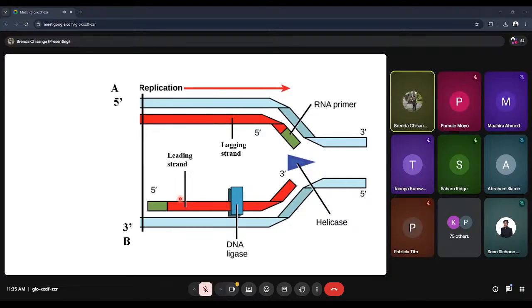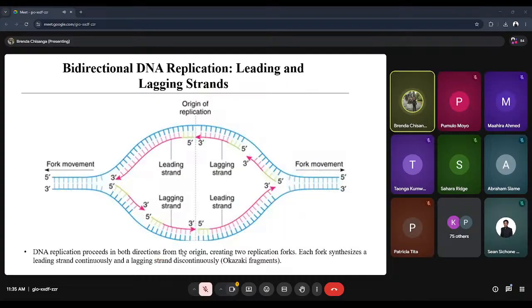At this point, let's move on. If this is clear, let's move on to this diagram. I know I've skipped this. I tried to jumble them, but I've arranged them like this to allow me to explain what we're looking at. So when we look at the replication bubble, and this is the origin of replication, you're going to find that you're going to have a combination of leading and lagging strand on the same strand.